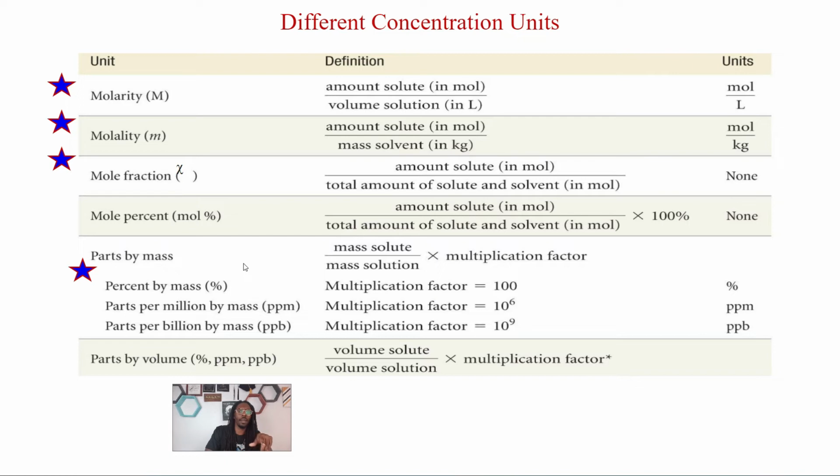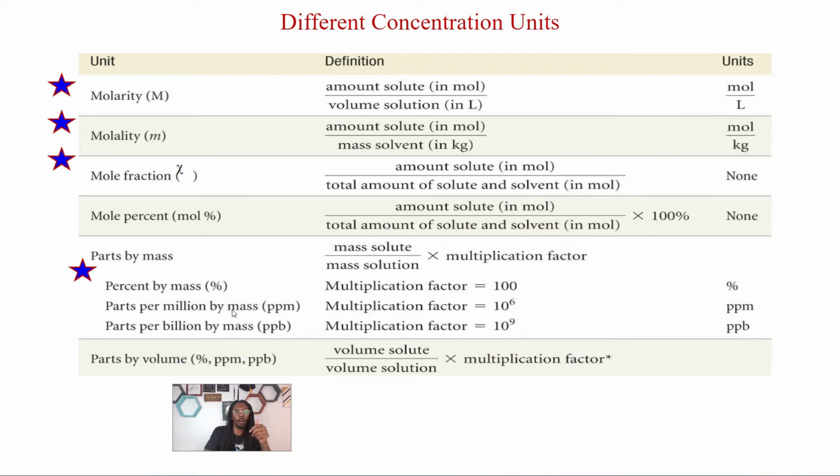All right, we also have parts by mass. So parts by mass is basically we're going to have the mass of the solute divided by the mass of the solution. And depending on this, you just multiply by a certain factor. So say you want a percent by mass, you're looking at a multiplication factor of 100. All right, so this is percent by mass.